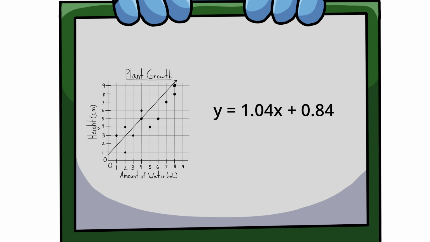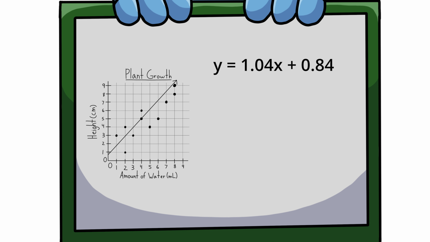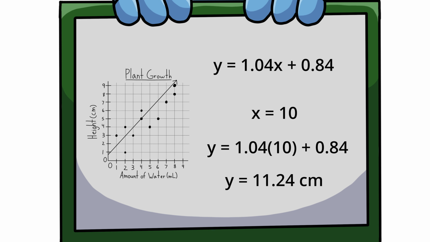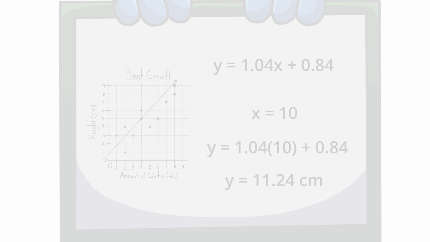We can use this formula to predict later outputs, considering the scatter plot here follows a general trend. For example, we can predict what a plant's height will be if we give it 10 milliliters of water. If we plug this in and solve, we can see that the plant will grow to 11.24 centimeters.